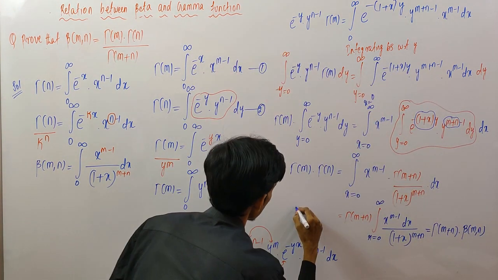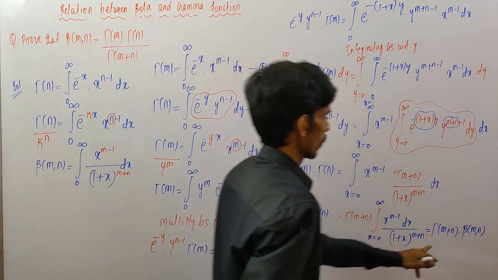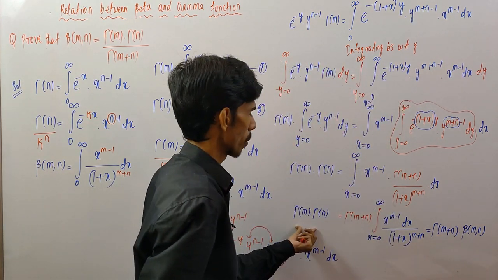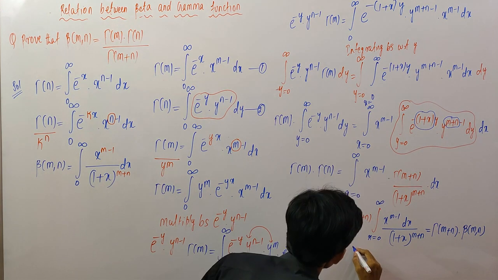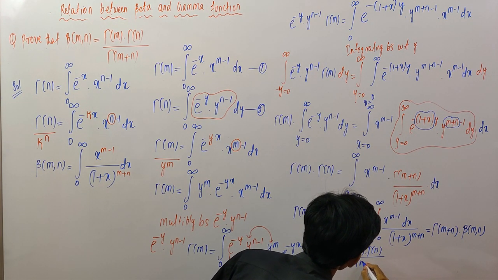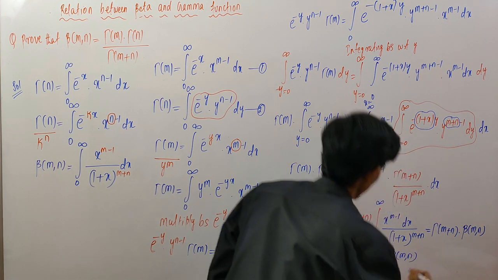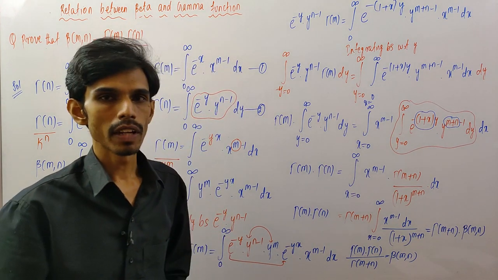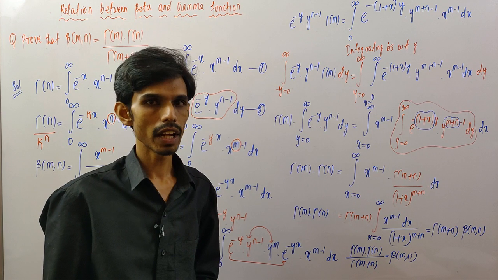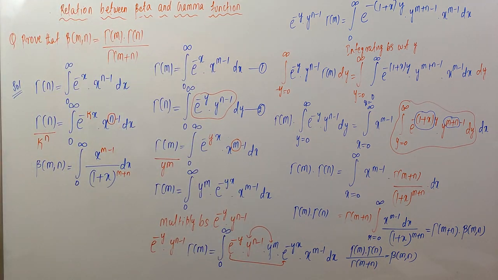Here I have gamma of m into gamma of n. Now send this gamma of m plus n to the denominator. Then we have gamma of m into gamma of n divided by gamma of m plus n is equals to beta of m comma n. This is the procedure to derive the relation between gamma and beta function. This is one of the methods of deriving the relation. We have one more method to derive the relation.